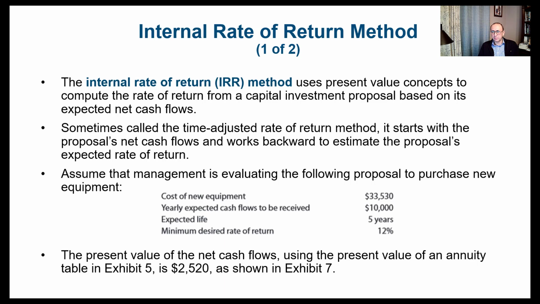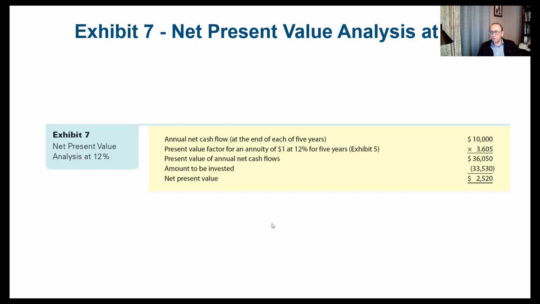So assume that management is evaluating the following proposal to purchase new equipment. The cost of the new equipment is $33,530. The yearly expected cash flows to be received is $10,000, and the expected life is 5 years. The minimum desired rate of return is 12%. So if we try to apply the present value and try to see the net cash flows, the net present value of the net cash flows using the present value of an annuity table is going to be 2520. So let's see how we calculated that.